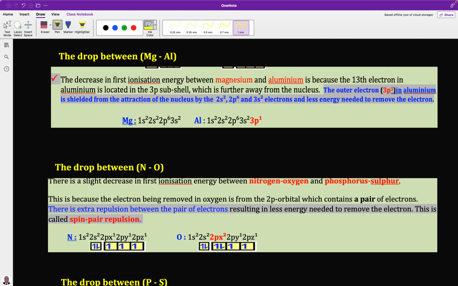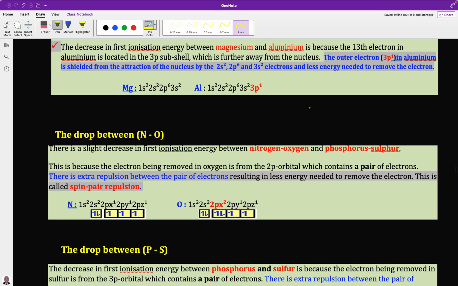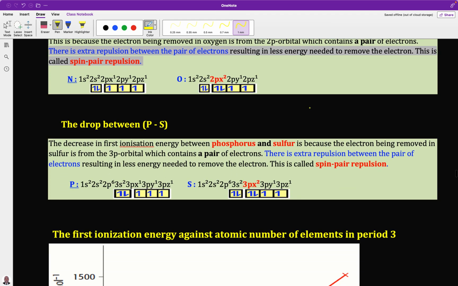The outer 3p1 electron in aluminum is shielded from the attraction of the nucleus by 2s2, 2p6, and 3s2 electrons. For that reason, less energy is needed to remove the electron. That's all. The same thing, we have to go for phosphorus.